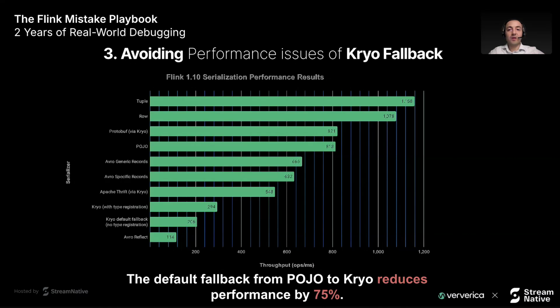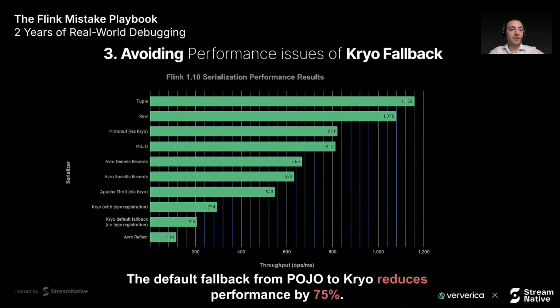With POJO, we have over 800 serialization performance. But if our serialization falls back to Kryo serialization, you can see that the value is about 4 times less than the POJO serialization.